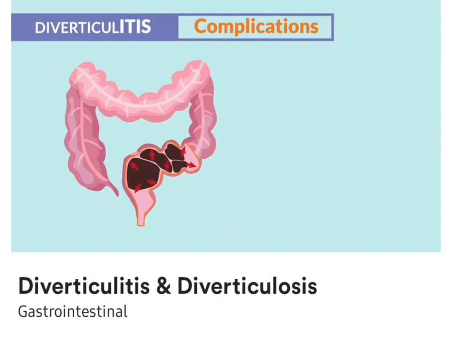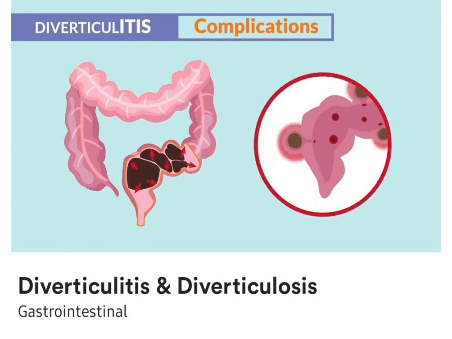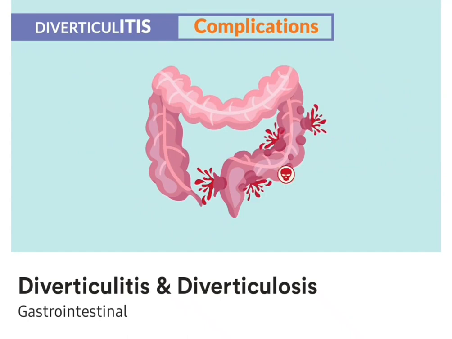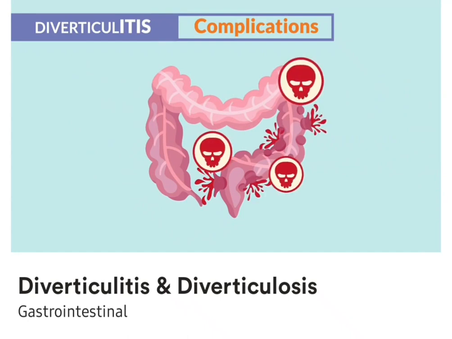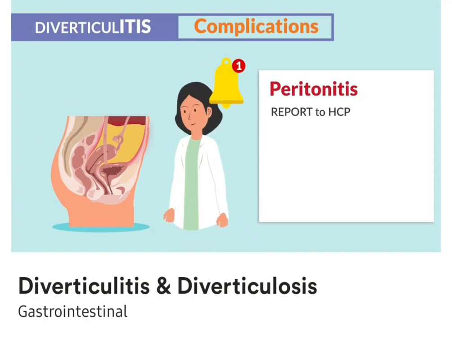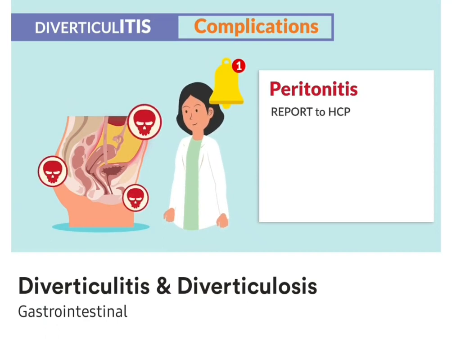Again, just think of the patho. If the pressure gets too great in here, a rupture of those little diverticula can lead to a perforation, or basically an explosion of the bowel, causing peritonitis. So write that down. This is a medical emergency where all the infection or bowel contents leak into the peritoneal cavity. So we must report this to the HCP immediately.